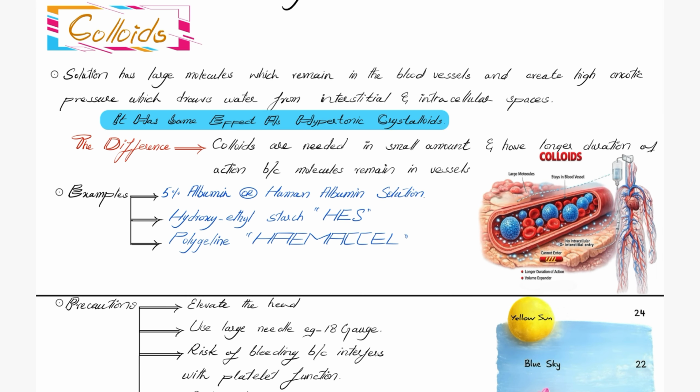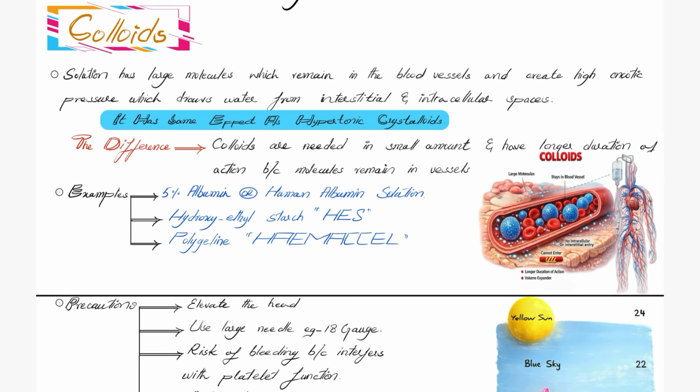Now, colloids are needed in small amount and they have a longer duration of action because the molecules remain in the vessels for a longer time. On the other hand, hypertonic crystalloids are needed in large amount and they have a shorter duration of action because they remain in the blood vessels for a short duration of time. So this is the only difference, and of course their indications are different on the basis of this fact.